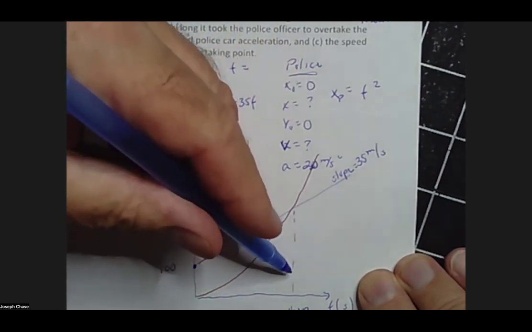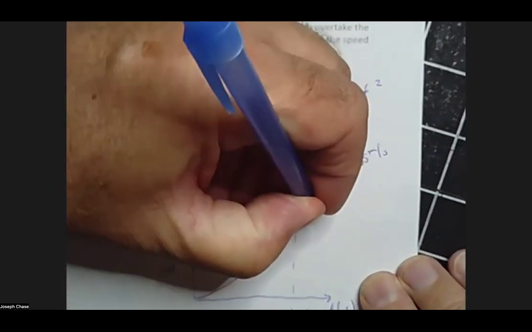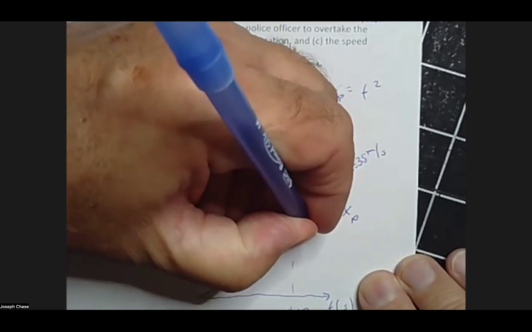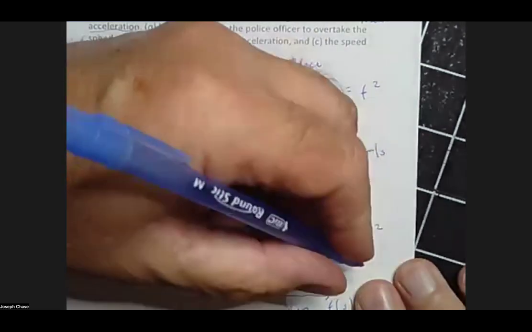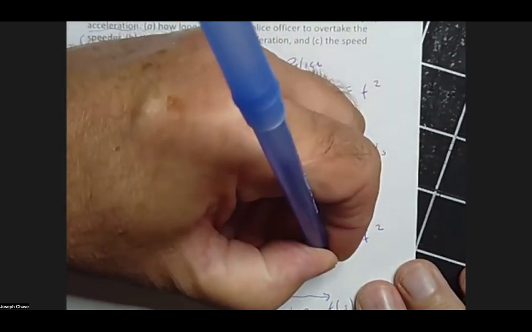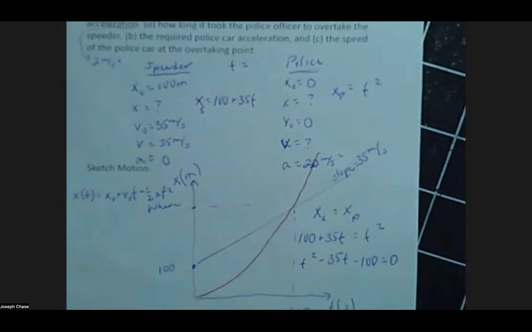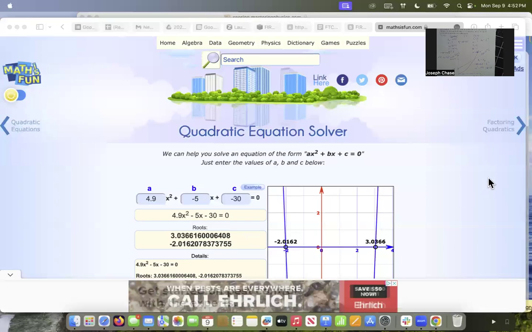And so to solve this, we set the two equations equal. We're looking for the time at which they both occupy the same position. So this x would be equal to this x. So 100 plus 35t equals t squared. And then we'll rearrange this. Again, obviously, we're going to quadratic formula town, so we'll rewrite this into standard form, like that.